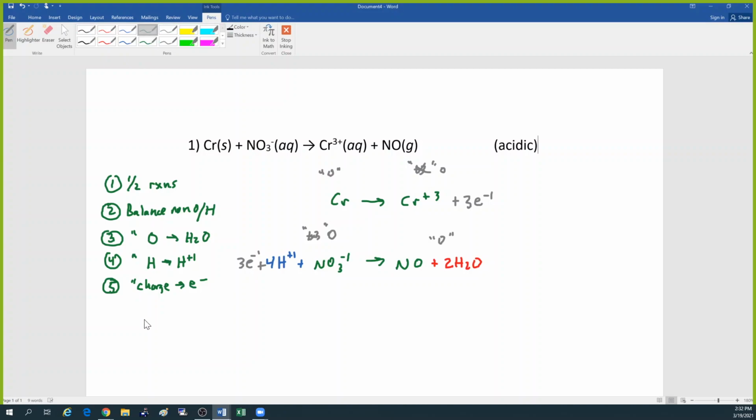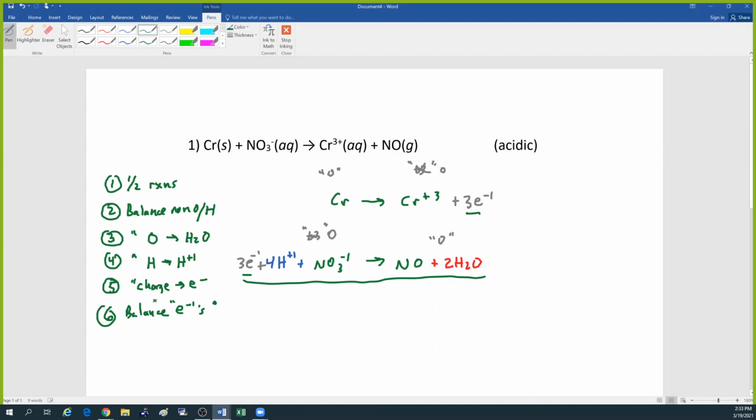At this point, we have to balance the electrons, meaning the whole system. In this case, there's 3 out and 3 in. It's already done, meaning we already have the right number of electrons. If this had been a 2 and this had been a 3, we'd have to multiply the whole line of each by a number that gets them to the lowest common multiple. But here it's already worked out.